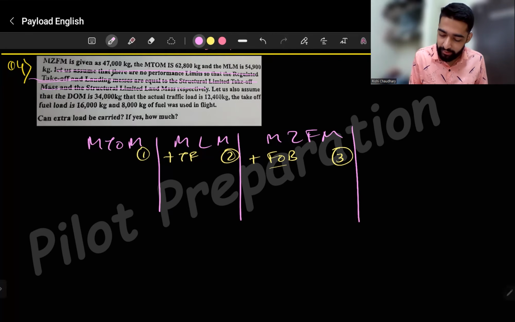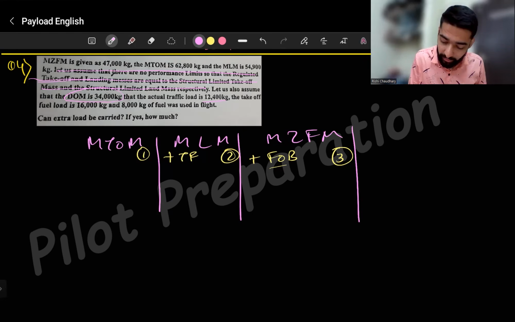Then let us also assume that dry operating mass is 34,000 kg. I will assume it because anyway, I cannot assume by myself. Only the questioner can assume it. So that is 34,000 kg. And the actual traffic load is 12,400 kg. So the actual traffic load is 12,400 kg.